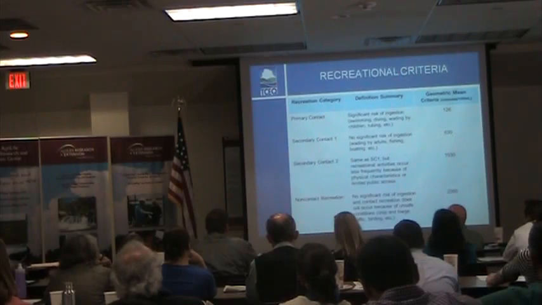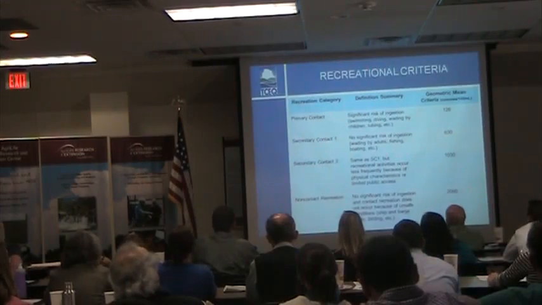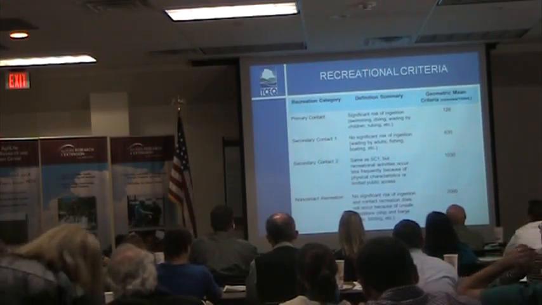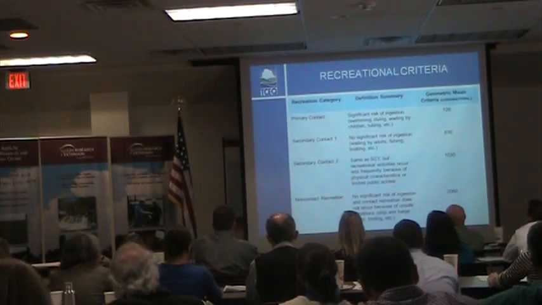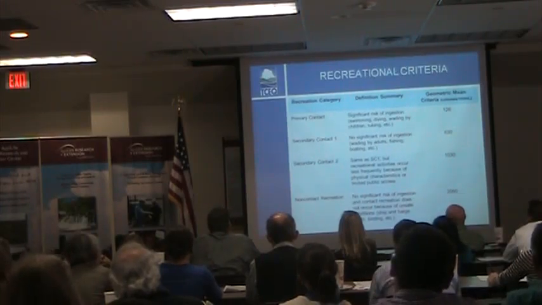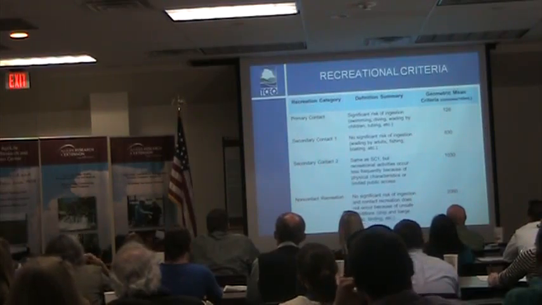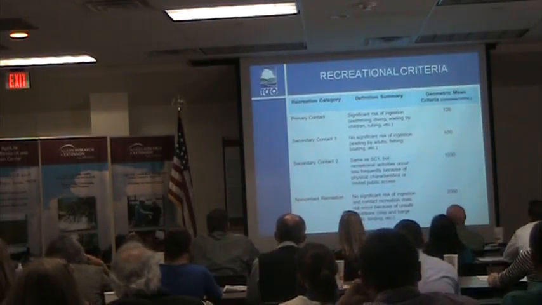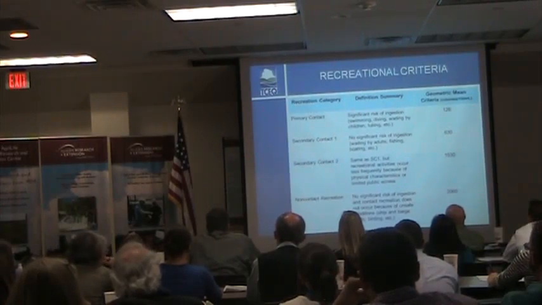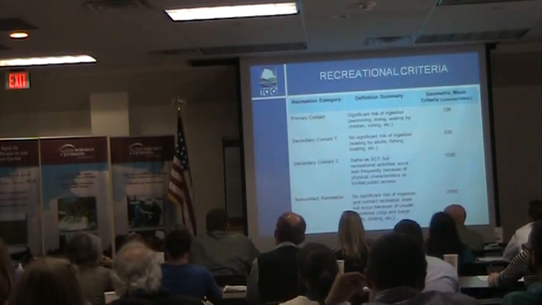Primary contact recreation, significant risk of ingestion, 126 colonies per 100 mil, that's E. coli. Secondary contact 1, no significant risk, 630 CFU. Secondary 2, same activities, but they occur less frequently because of physical characteristics: deeply incised banks, hard to get down to the water, streams just a tenth of a meter deep, no public access, those kinds of things. The criterion for that is 1,030.